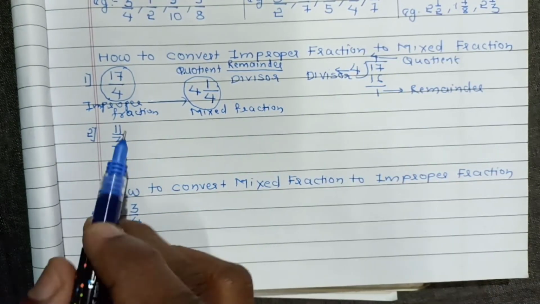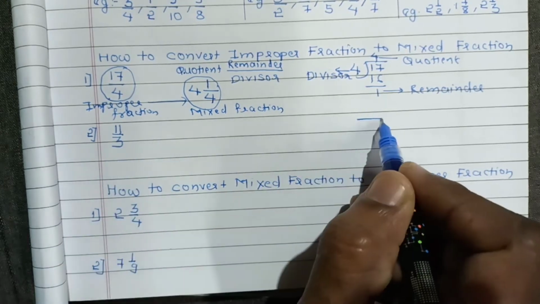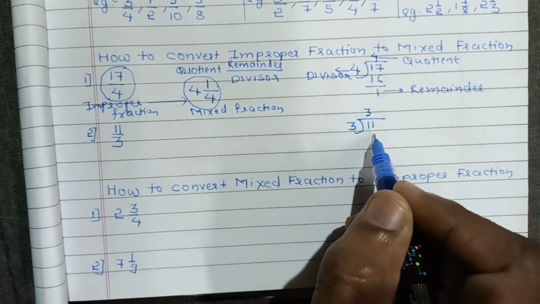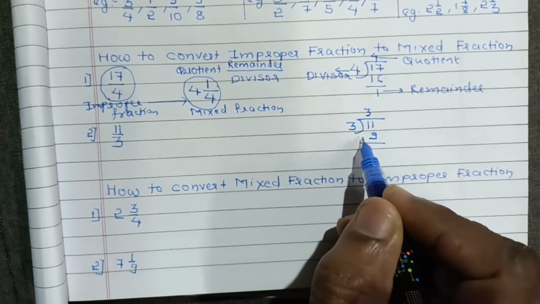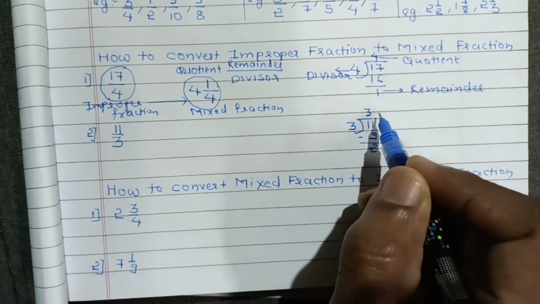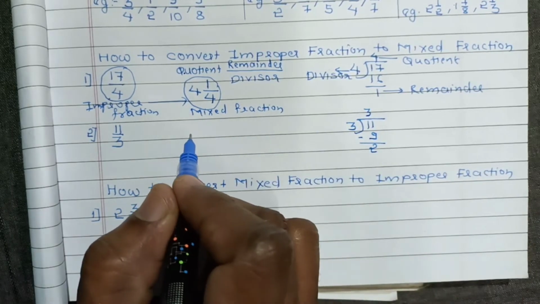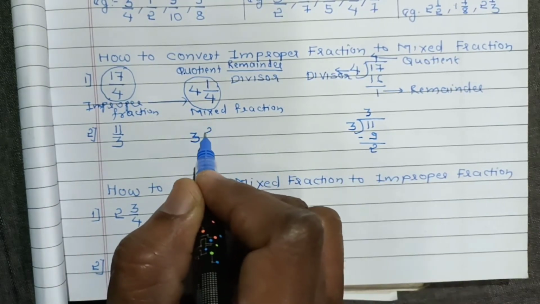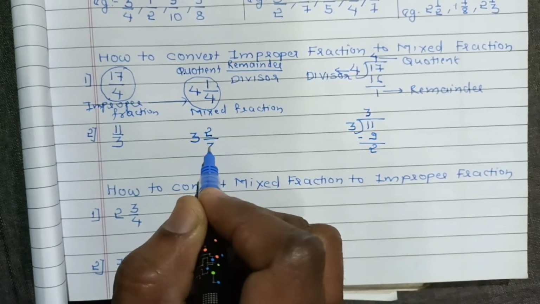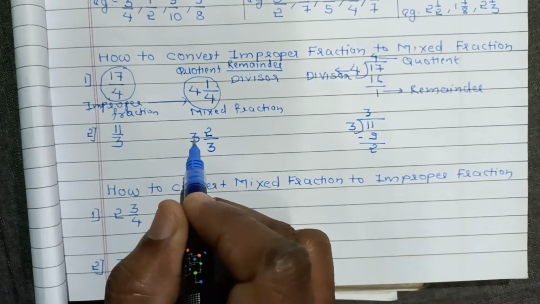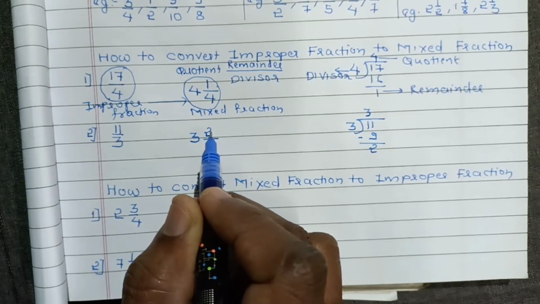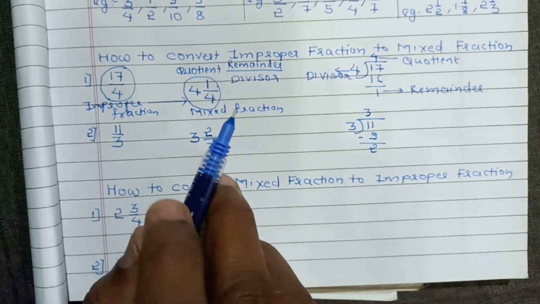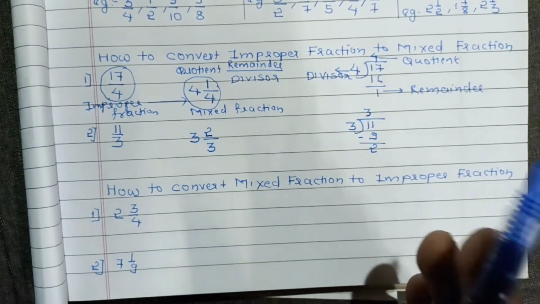Let me take the second example, that is 11 upon 3. Let us divide this number, 11 upon 3. So 3 3s are 9. 11 minus 9 is 2. So here quotient is 3, so that 3 you have to write here. And remainder is 2, and divisor is 3. If you multiply 3 into 3, 9. 9 plus 2 is 11. And over 3, you will get the answer 11 upon 3. So this is how you must know how to convert improper fraction to mixed fraction.